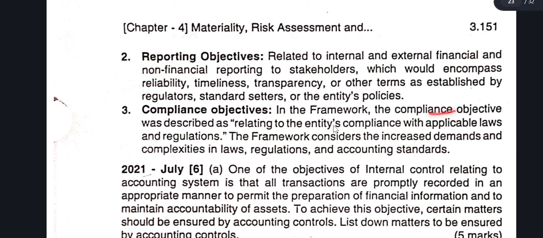The compliance objective in the framework relates to the entity's compliance with applicable laws and regulations. So what are our laws and regulations? Are we following them or not? That is our objective. The framework considers the increasing demand and complexity in laws, regulations and accounting standards. Laws are coming in, and regulations are being updated every day with amendments and circulars. Accounting standards are as per international standards, and the Indian government is changing accounting as per those standards. We need to follow everything. So are we up to the mark? Are we following everything? That is the point of the compliance objective. So you need to understand these 3 points.